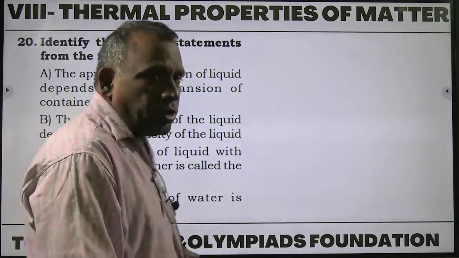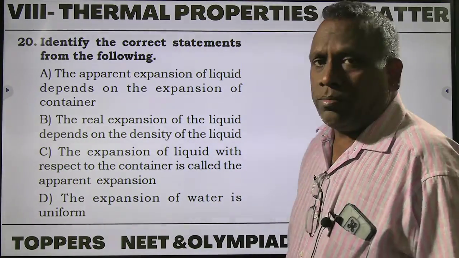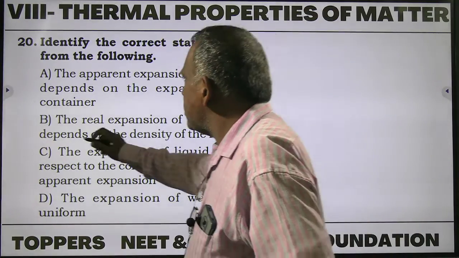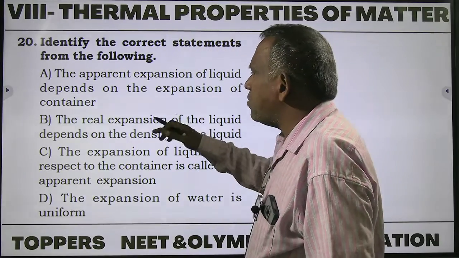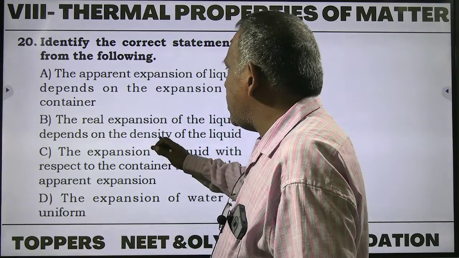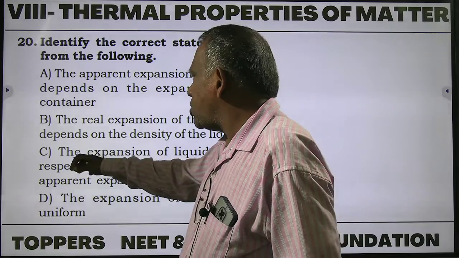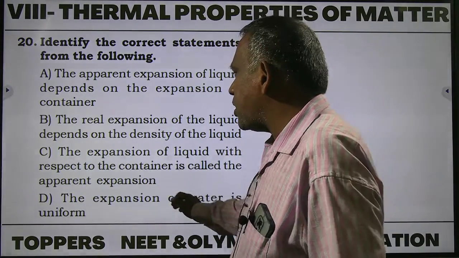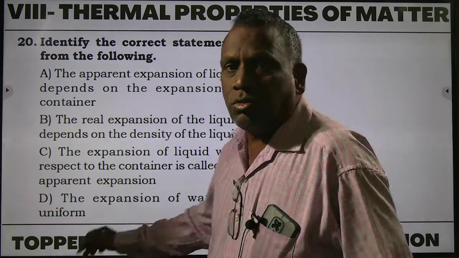See, question number 20 here. Identify the correct statements from the following. The first statement: the apparent expansion of a liquid depends upon the expansion of the container. Option B: the real expansion of the liquid depends upon the density of the liquid. Option C: the expansion of the liquid with respect to the container is called apparent expansion. And the fourth statement: the expansion of water is uniform.